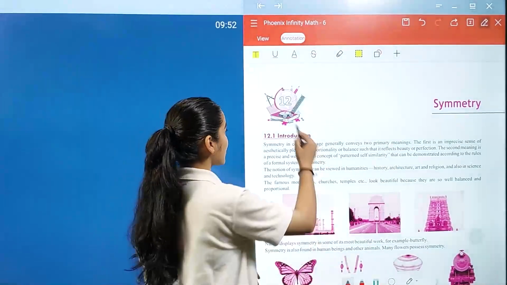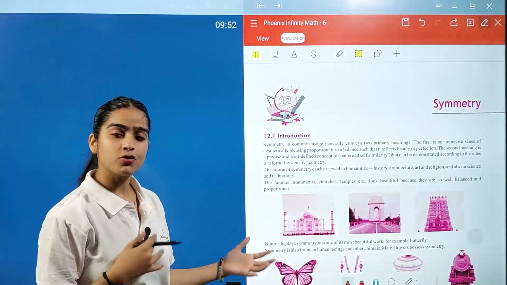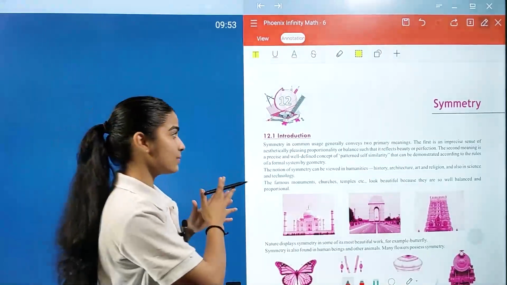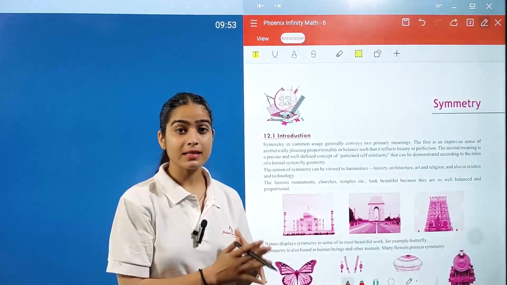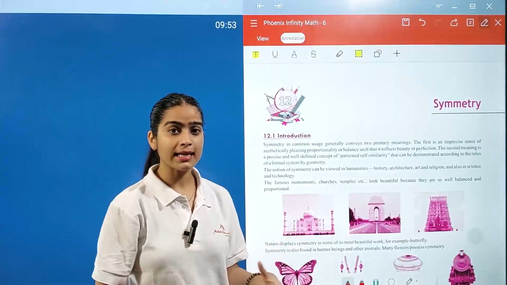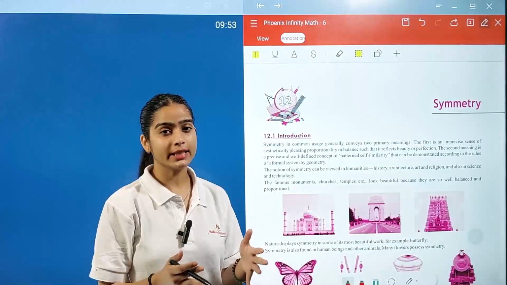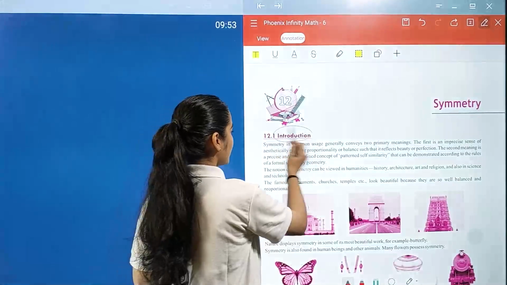And today we have chapter number 12, which is symmetry. So in today's class, we are going to learn about symmetry. Before starting this, we already know, because we covered the symmetry chapter in earlier classes as well, that symmetry means dividing a particular object into two identical parts. So let's get started. First of all, we have the introduction.